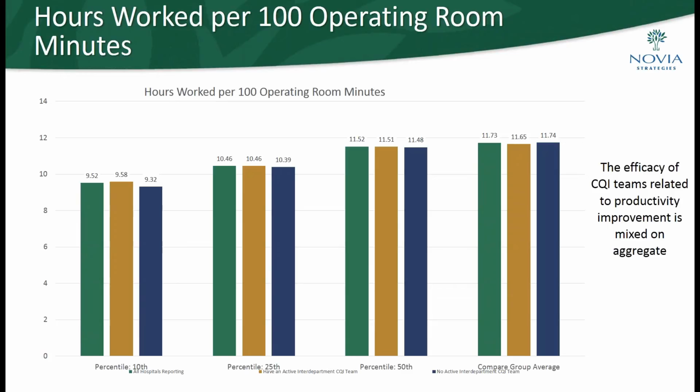And so it just shows that the green is all hospitals that are in the database that reported. That gold color, they have an active interdepartment CQI team in place. And then the blue organizations indicated that they did not have an active interdepartment CQI team in place. So this really just shows that regardless of having that CQI team in place, the efficacy of that team really drove whether or not the productivity was going to be improved or not.